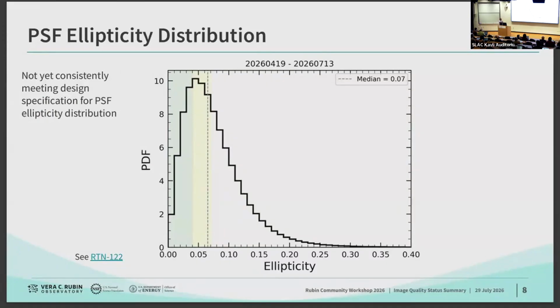For the ellipticity in particular, the design specification is that the median should be within this green shaded region. So this is an example of where we have substantial overlap with our design specifications, but our median value isn't quite where we want it to be. This yellow shaded region is where we'd like the tail of the distribution to be within. And so there's still, we believe, opportunity to improve the consistency of the ellipticity.